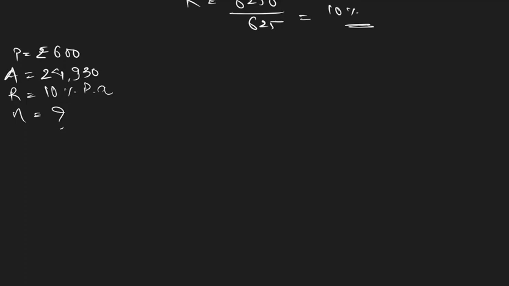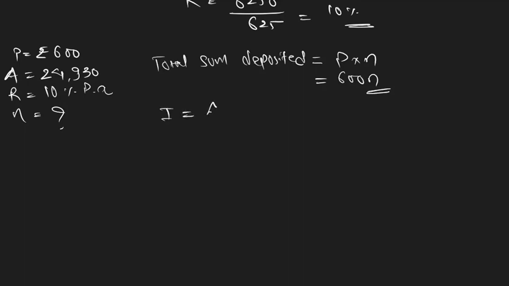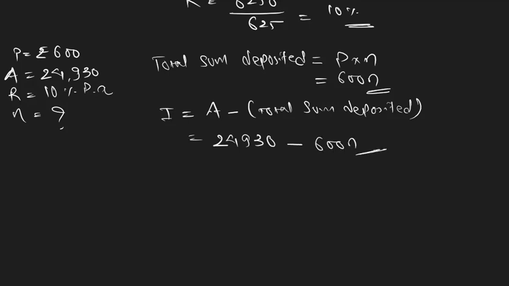You will first find the total sum deposited, right? So the total sum deposited is equal to P into N. What is P? 600. What is N? We don't know. So 600N. This is the total sum deposited. What is the interest? Interest is amount minus total sum deposited. So amount is 24930 minus 600N. This is your interest. Now we'll put the formula for interest. Interest is P into n bracket n plus 1 the whole upon 2 into r upon 12 into 100.